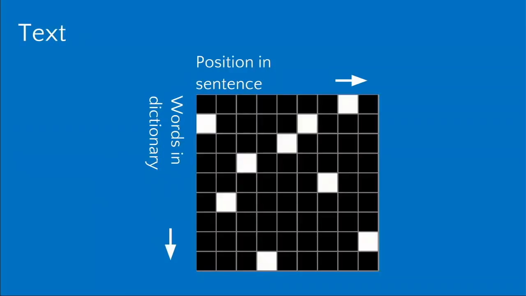You can also do this with text with a little bit of work. You can make each of your rows a different word in the dictionary, and then you can make your columns the position in the sentence, or a position location that it occurs in time.